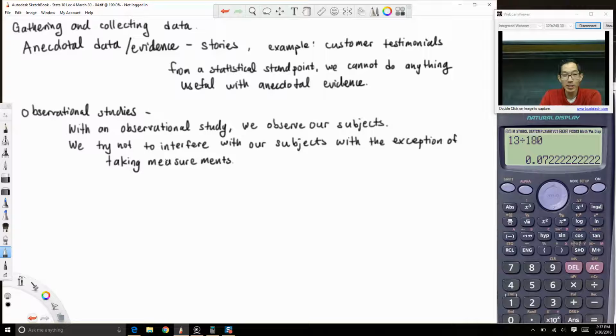So we try not to interfere with our subjects with the exception of taking measurements. Ideally we can take measurements on all variables that could be related to the phenomenon that we're trying to study.